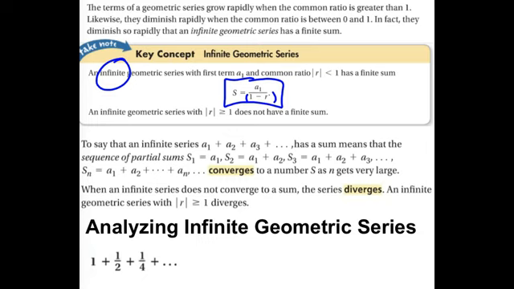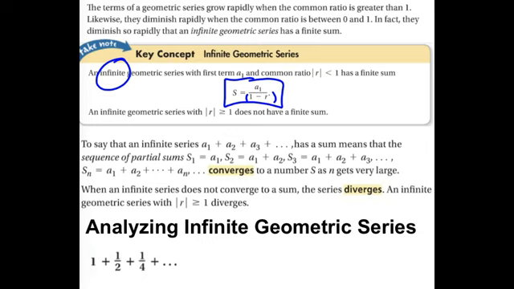All right, it says the terms of a geometric series grow rapidly when the common ratio is greater than 1. In other words, if we're multiplying by things like 2, 3, 4, the summation is going to grow very quickly. Likewise, they diminish rapidly when the common ratio is something between 0 and 1. Picture taking a quantity and cutting it in half, and then cutting that in half, and then cutting that in half. It's going to get smaller and smaller and smaller. In fact, they diminish so rapidly that an infinite geometric series can have a finite sum.